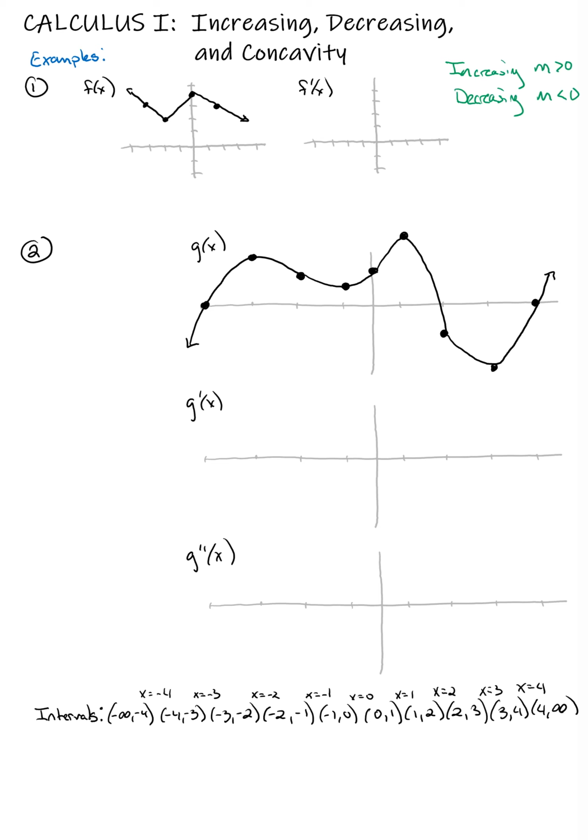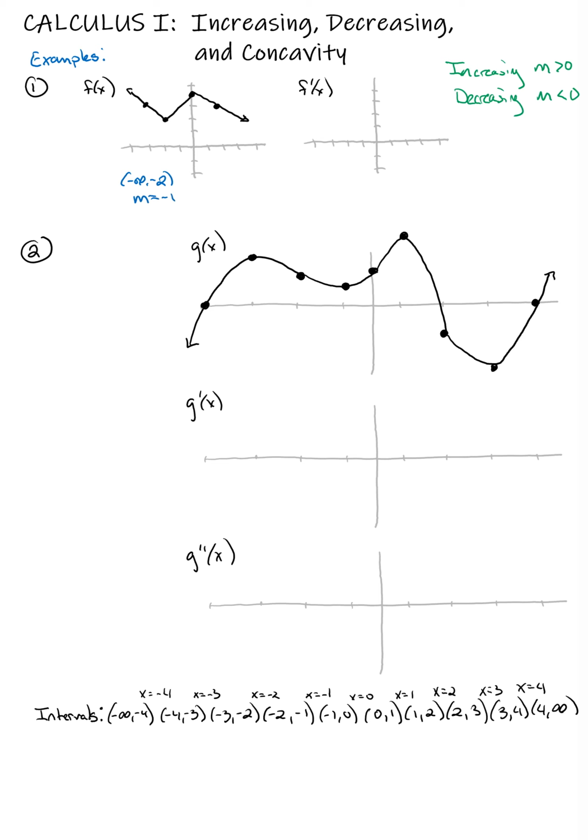All right, so looking here, if I look at this interval from negative infinity to negative 2, we see that our function here is decreasing. So that means the slope is negative. In fact, you can actually calculate that slope. Given those points, our slope is -1.